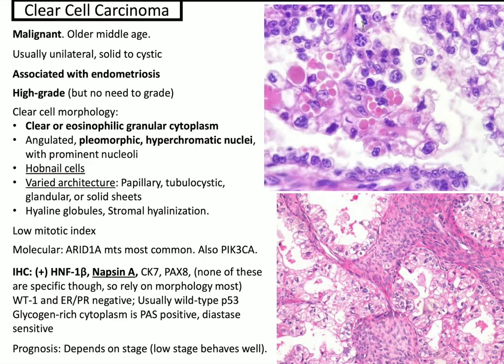It's malignant, older middle age, usually unilateral, solid to cystic. It's associated with endometriosis, and it's high grade, so there's no need to grade. So if you call it clear cell, it's high grade by default.